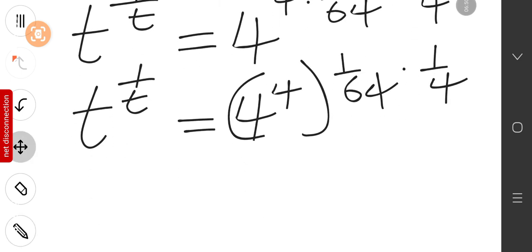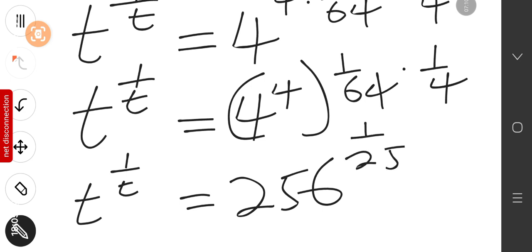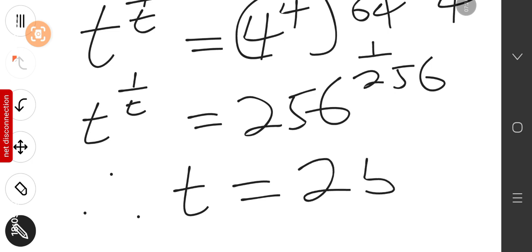All right, now 4 exponent 4, sorry, you have 1 over t here. Now 4 exponent 4 is 256, and then here we are going to have 1 over 256. That is, if you multiply 64 and then 4, you get 256. Now when we get here, by observation, we can say, therefore, t equals 256.